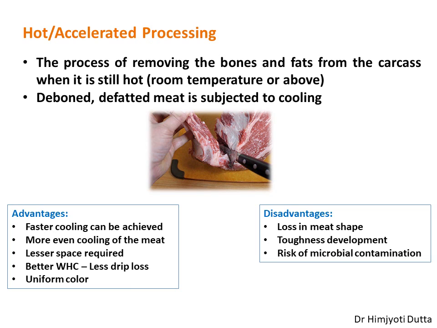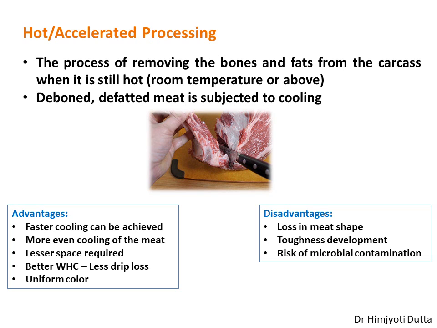This has a number of advantages, as a more uniform and suitably rapid rate of cooling can be attained after removal of the insulating bones and fats. All these parts are removed. The cooling space per unit mass will be lesser, so the requirement of space for storing after deboning will be lesser, obviously. Hot deboned meat, the deboning is done at room temperature.